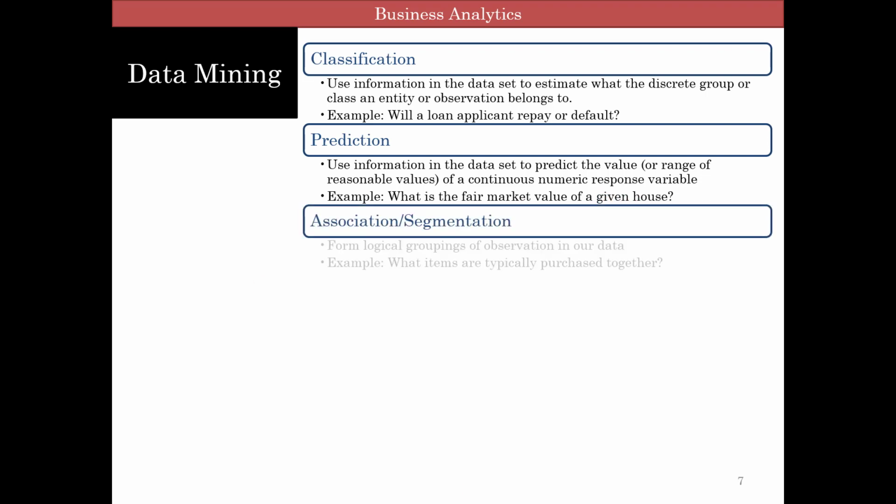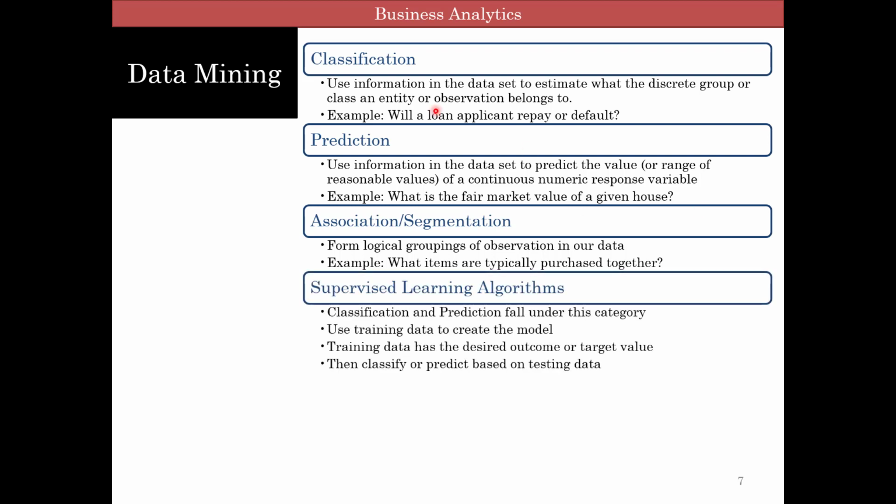Then we're going to look at association and segmentation. Remember, we talked about unsupervised. Oh, no, we have not talked about unsupervised. I'll talk about it. But it basically allows you to form logical groupings of observations in our data. For example, what types of items are typically purchased together? Clustering falls under this. So supervised learning algorithms are basically classification and prediction.